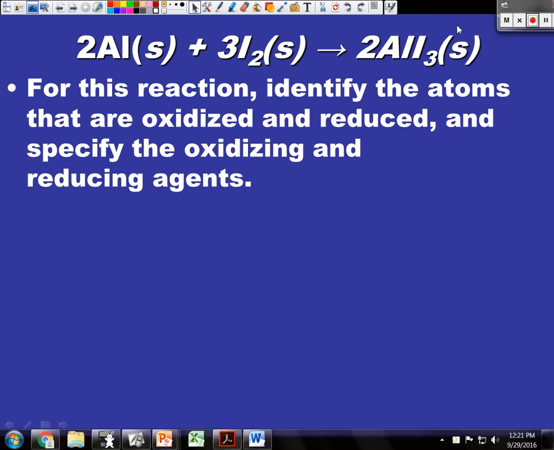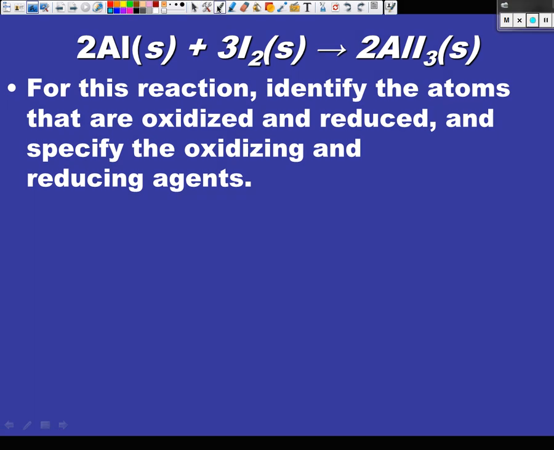All right, so let's look at this. When I want to assign my oxidation numbers to aluminum, iodine, and then AlI3, my first question is, when you look at aluminum, the part about oxidation numbers that throws people off is, what do you do with the coefficient? You completely ignore it. Act like it's not even there. Okay? You can kind of hide it like this.